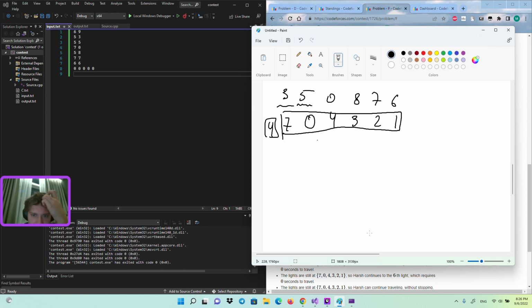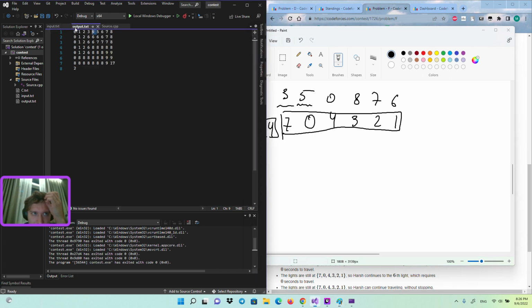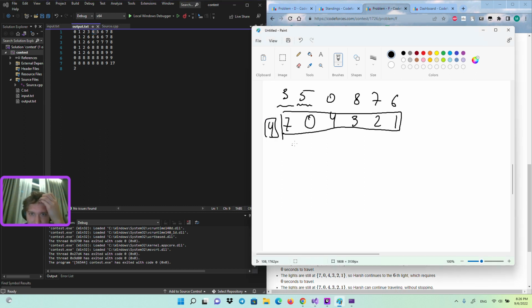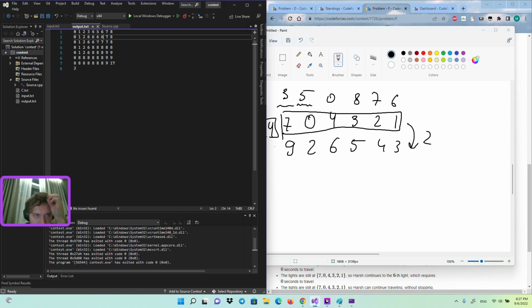So I say that initially we wait for 2 seconds because this is a red light. Okay, this is a red light. So now we have 9, 2, 6, 5, 4, 3. Okay, so we have waited for 2 seconds, but now we are here.